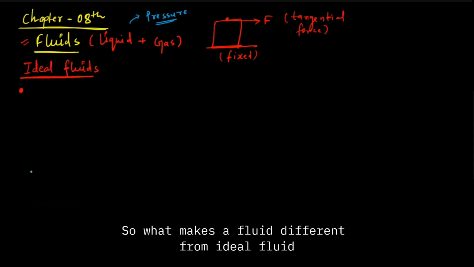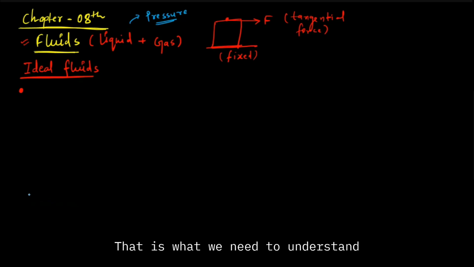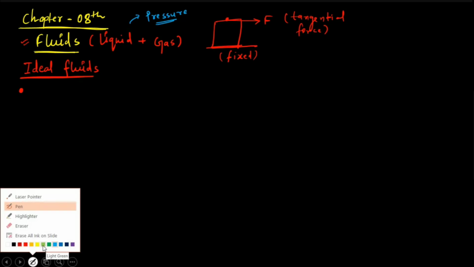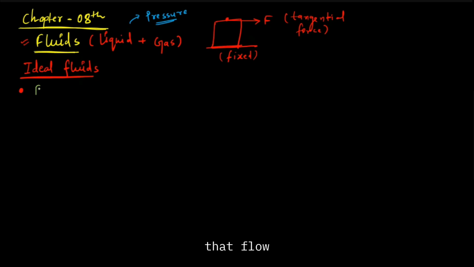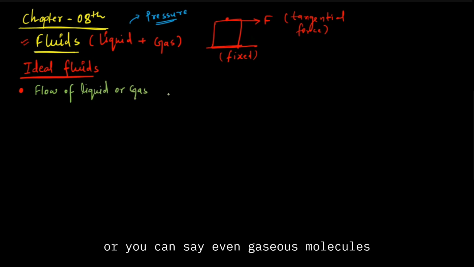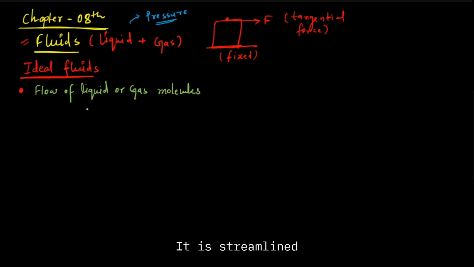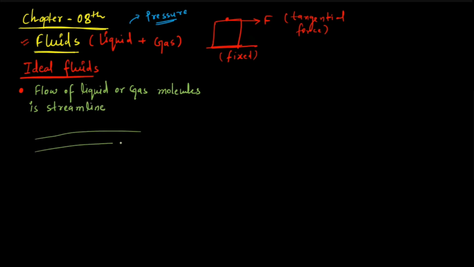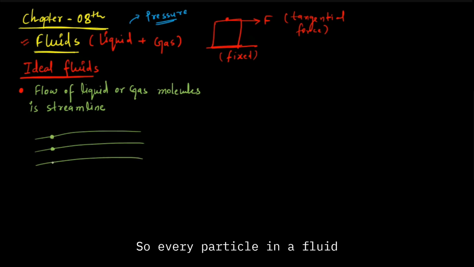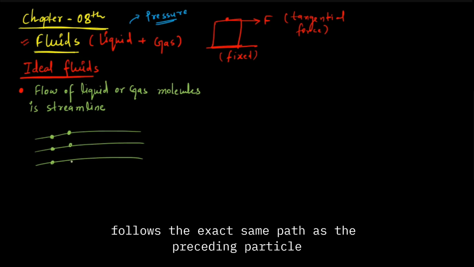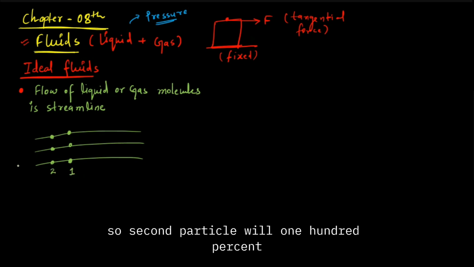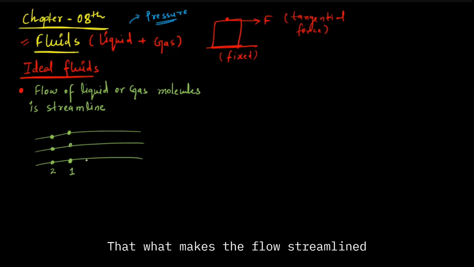So what makes a fluid different from an ideal fluid? That is what we need to understand. First of all, in the case of an ideal fluid, the flow of liquid molecules, or even gaseous molecules, is streamline. Now, what is streamline? Streamline means, suppose this is a flow, every particle in the fluid follows the exact same path as the preceding particle. For example, if this is my first particle and this is my second particle, the second particle will 100% follow the path followed by the first particle. That is what makes the flow streamline, and that is shown by an ideal fluid.